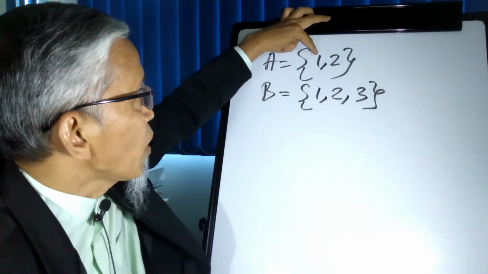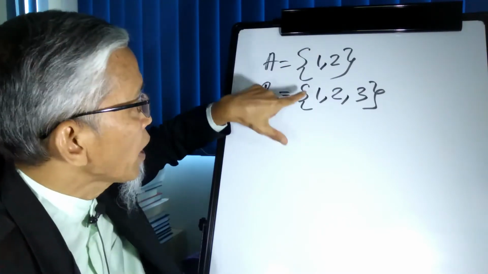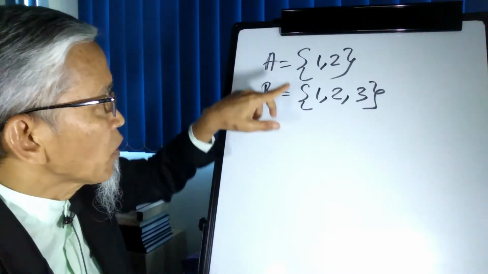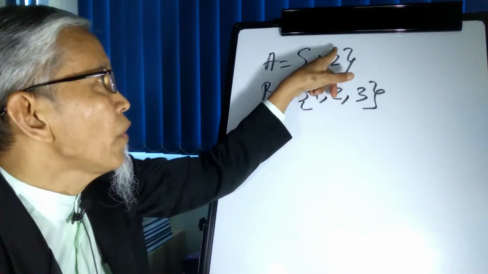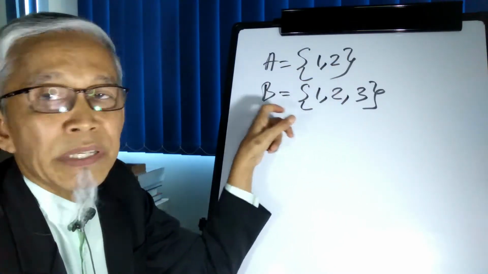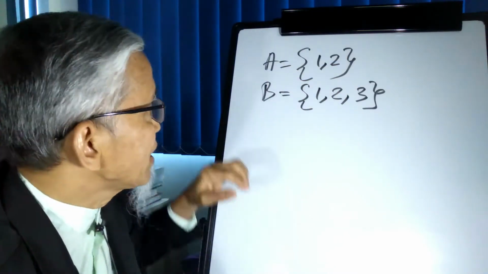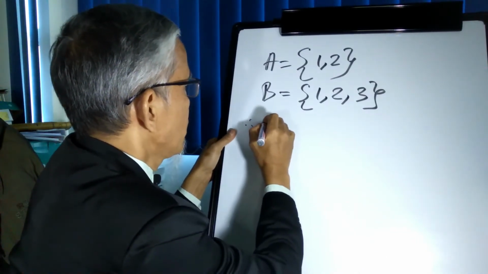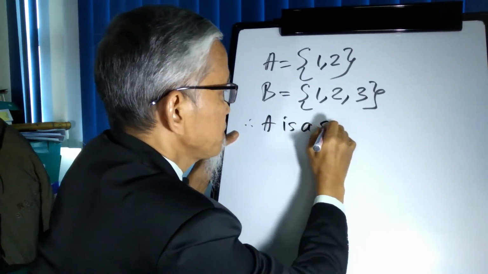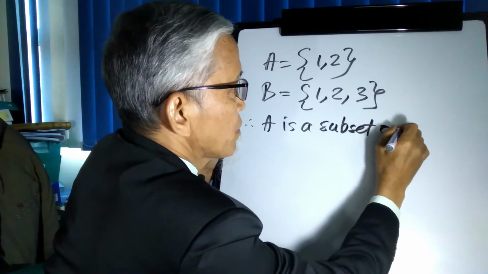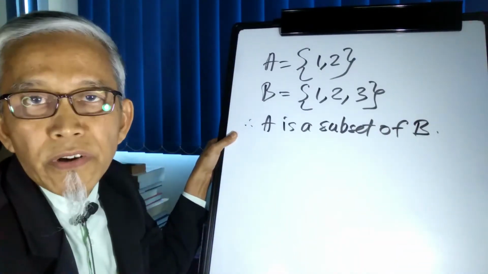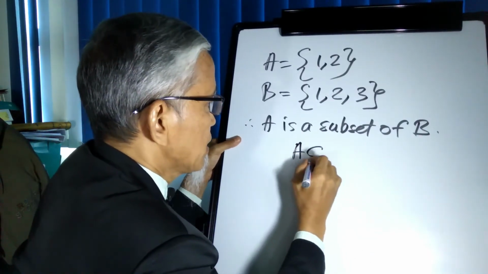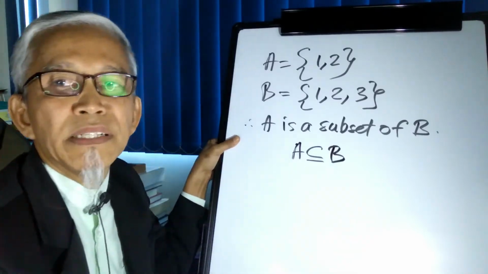Okay, now let's see. 1 is in A, it also has in B, yes, 1 is okay. How about 2? Yeah, 2 is in A and also 2 is in B. Therefore, all elements in A is also an element in B. Thus, we can conclude that set A is a subset of set B. Or we can write it in terms of symbol. We say A is a subset of B using this symbol.